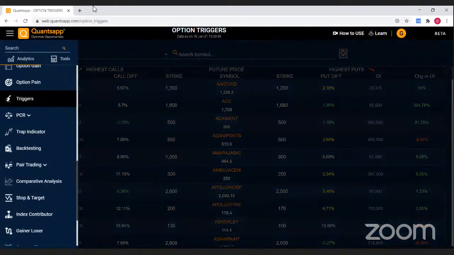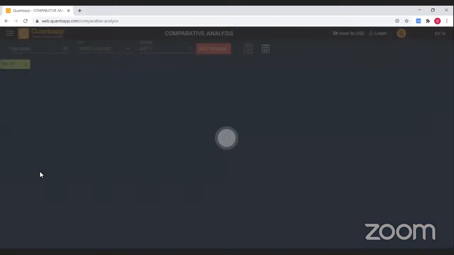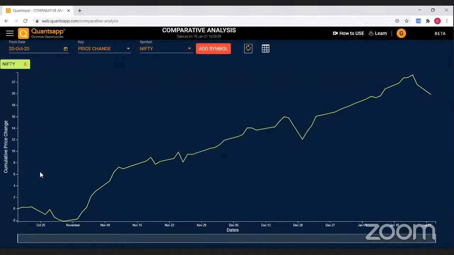So we are taking the last tool for the day, that is comparative analysis. It's not purely for options, but it gives us a significant idea of how different stocks have performed as compared to other stocks. It is a one-time tool, I would say, but it works very well while comparing stocks and looking at the movement that has happened.